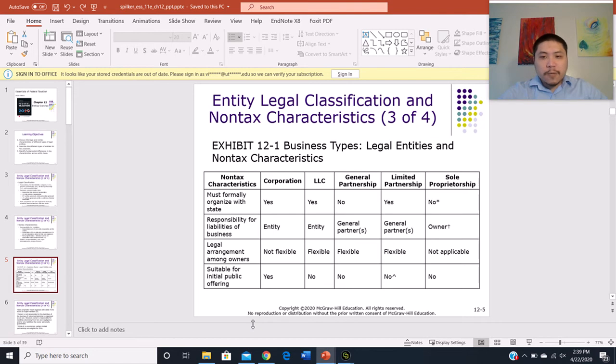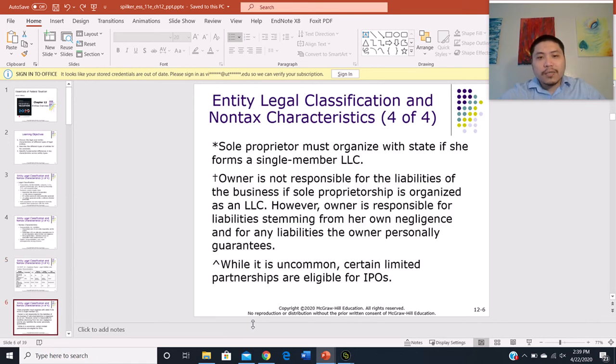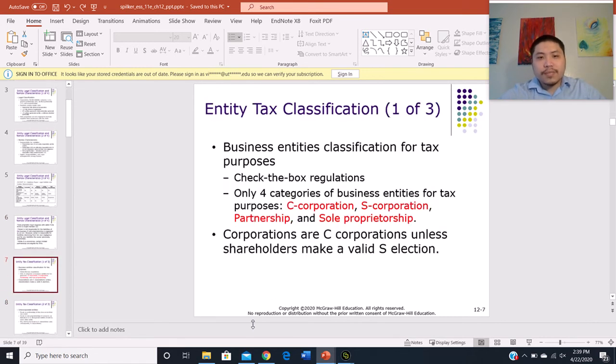All right, so what we just discussed are the non-tax characteristics of the entities, right? So let's talk about the tax characteristics of the entities, right?